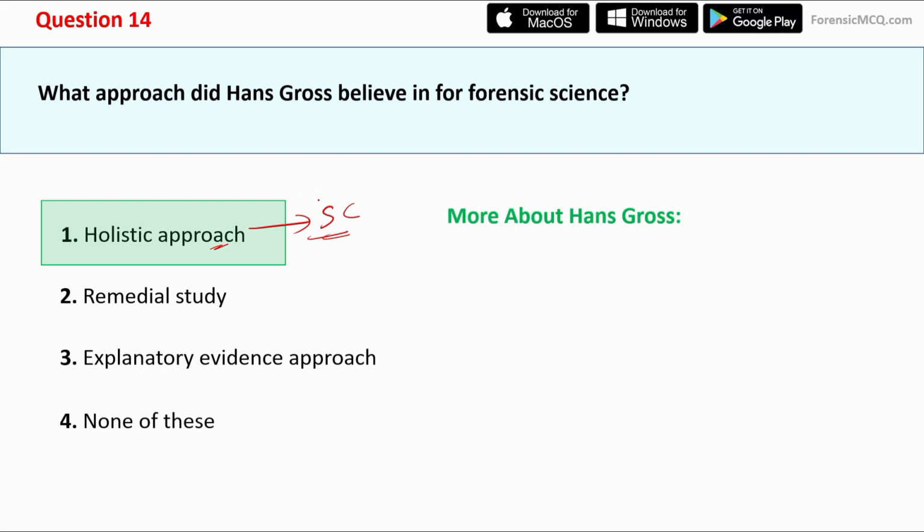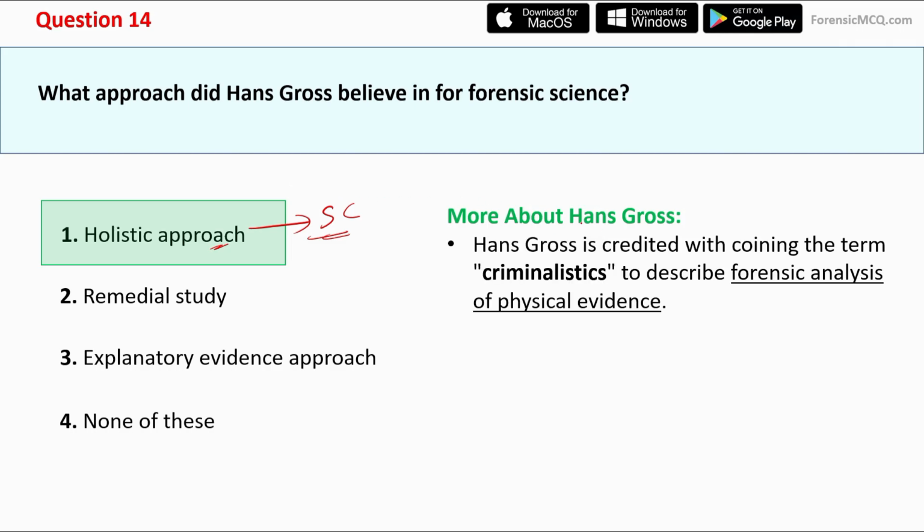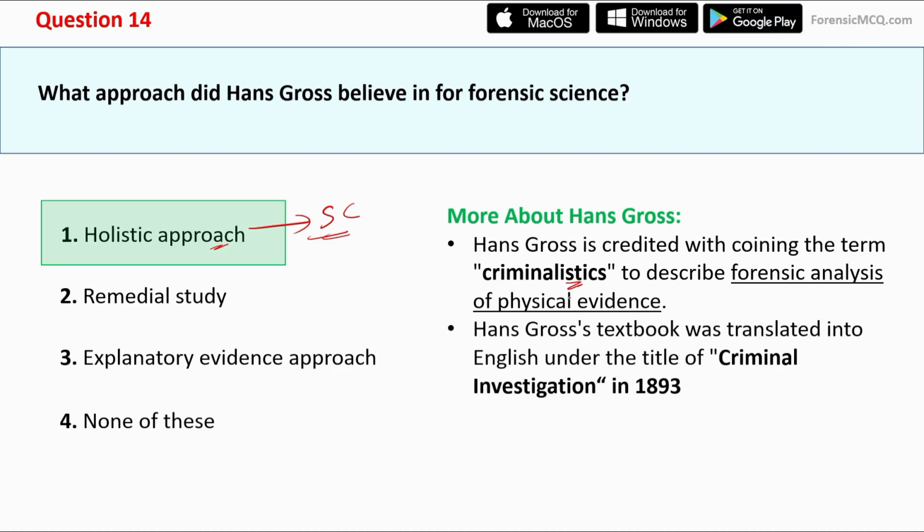Now let's know more about Hans Gross. Hans Gross is credited with coining the term criminalistics. He defined the term criminalistics, which described the forensic analysis of physical evidence. After that, he also published the book Criminal Investigation, which was not in English but was translated later into English in 1893. After that, he also started the journal called Criminology that majorly talks about advancements in forensic science.